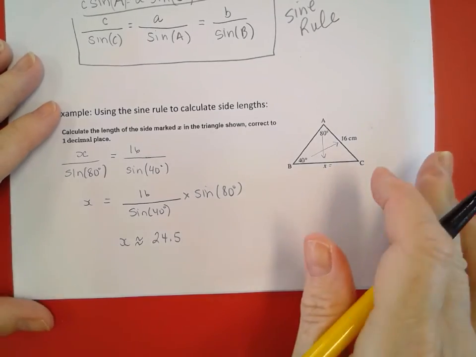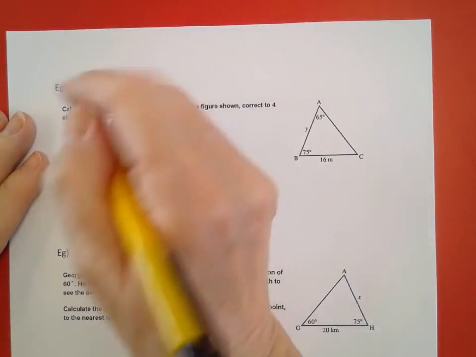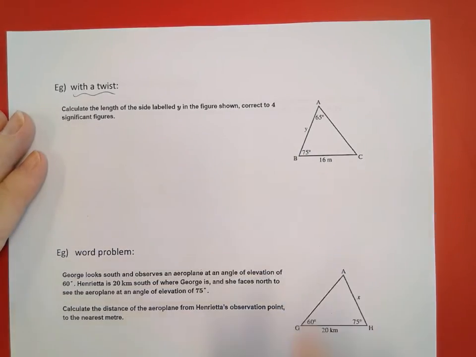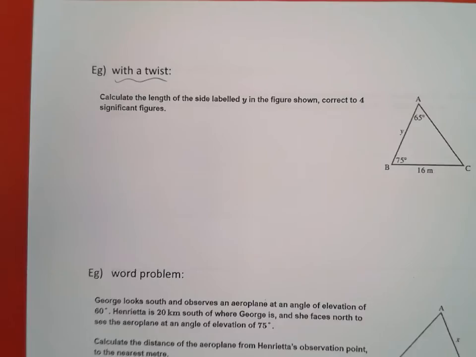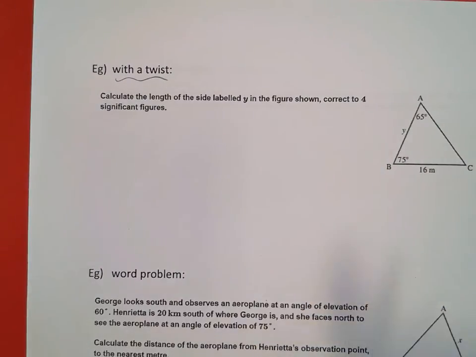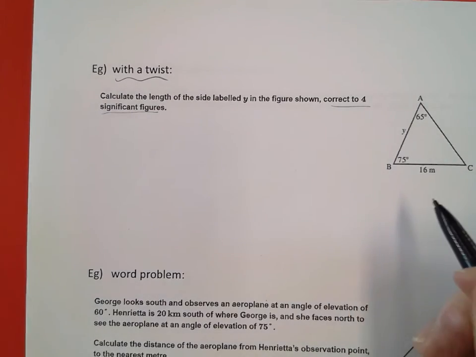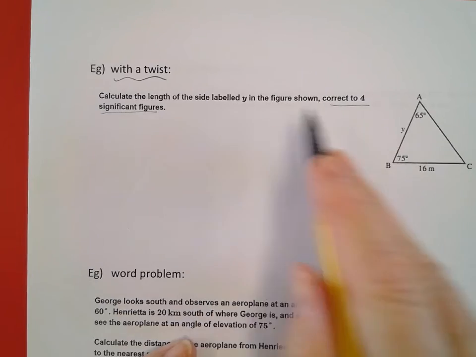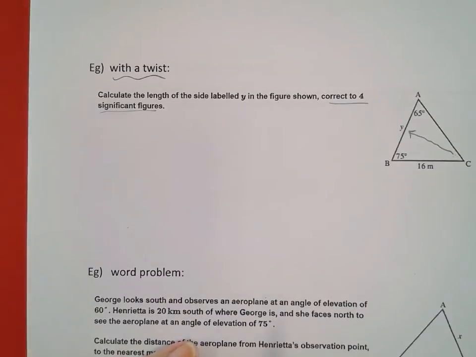Easy as that. All right, let's try to do one more example before our time runs out on the video. This one is a little bit different, with a twist. It says calculate the side lengths in this picture, correct to 4 significant figures. We'll do decimal places, but it says calculate the side length labeled y. Well, if I'm going to calculate y, I need that angle. I can't do the sine rule without that angle.